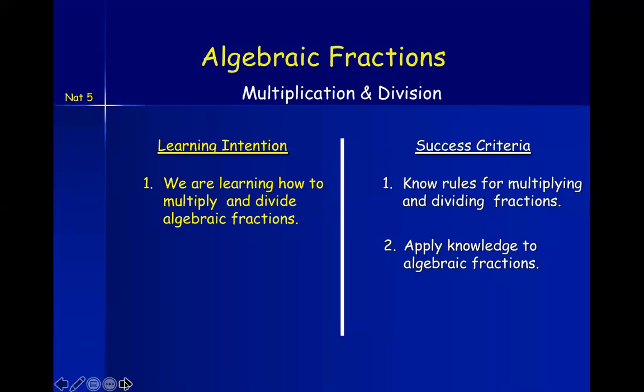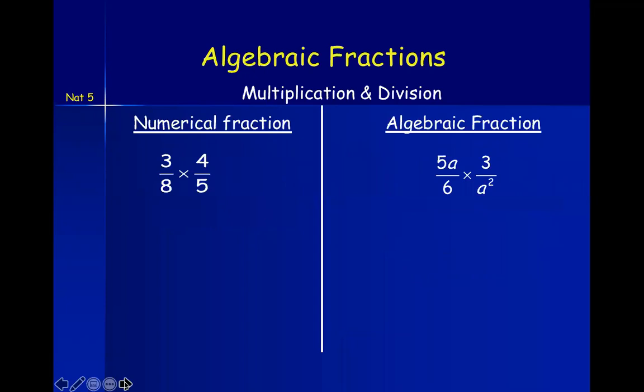Okay, so a couple of rules when it comes to multiplying and dividing fractions. We're going to go through them. The first one is if you've got like 3/8 times 4/5, usually you always hear people telling you that when you times two fractions, it just means you times the numerators together and you times the denominators together.